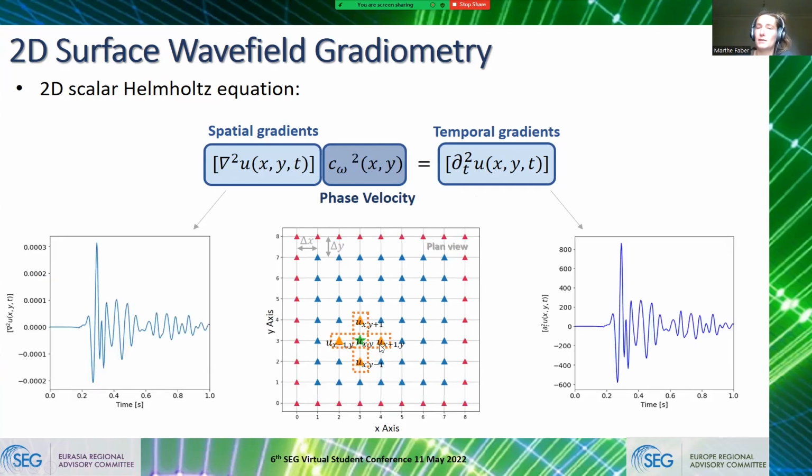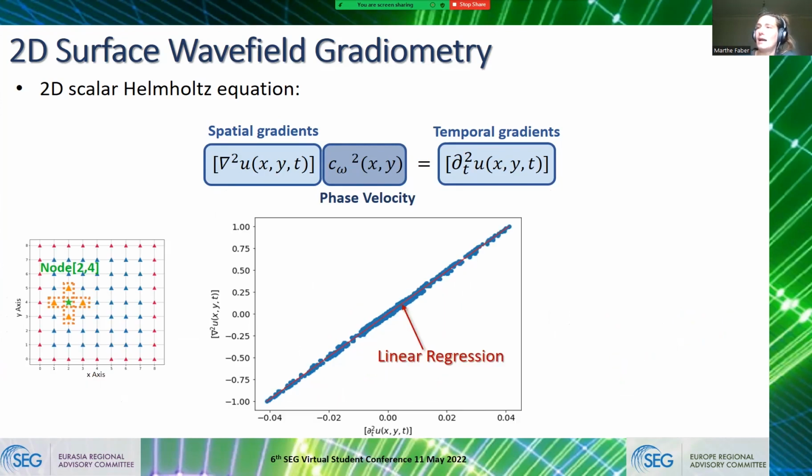So having calculated those gradient values discretely, we can then plug them into the wave equation. And as we can see, both the spatial gradient and temporal gradients are related by a scaling factor only. So if we plot them against each other, we receive a linear trend. And the slope of this line represents the phase velocity at one specific receiver station, which can then simply be recovered by a linear regression.